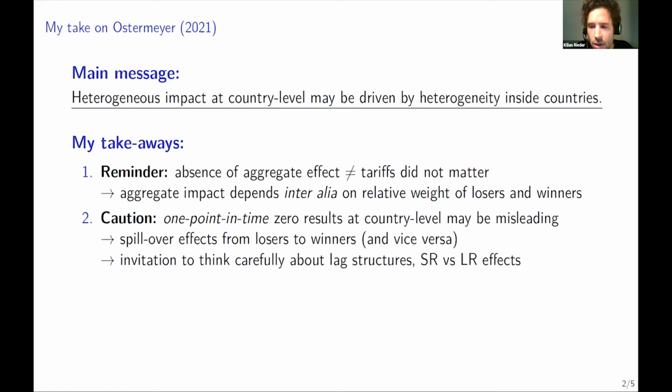I think it's also a story about caution, because the results suggest that zero results at the country level at one point in time may actually be misleading, in the sense that they may not capture dynamic spillover effects between losers and winners that might only show up over time. So I think the paper is an invitation to think more carefully about lag structures and the short run and long run effects of tariffs.